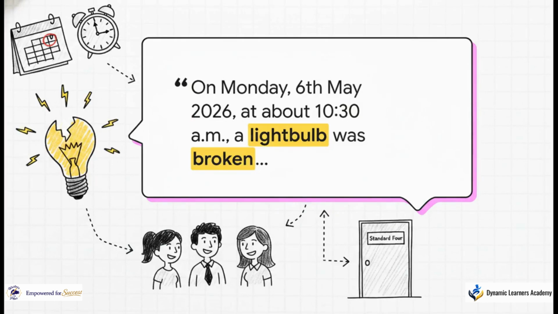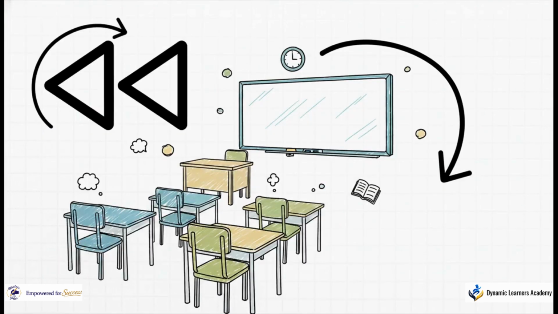Let's read a perfect example of an introduction. On Monday, 6th May 2026, at about 10:30 a.m., a light bulb was broken in the Standard 4 classroom. The students involved were Jason Brown, Aliyah Muhammad, and Marcus Singh. Notice how incredibly clear that is. Just the date, time, location, and the names. Perfect.